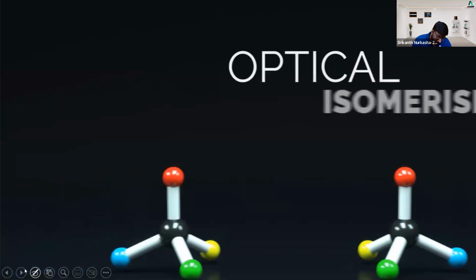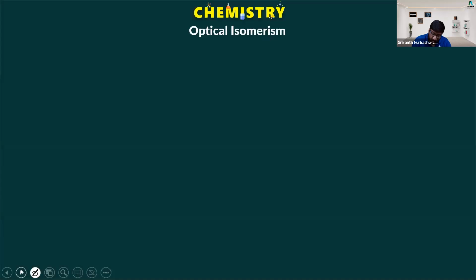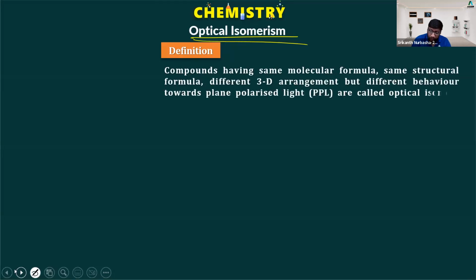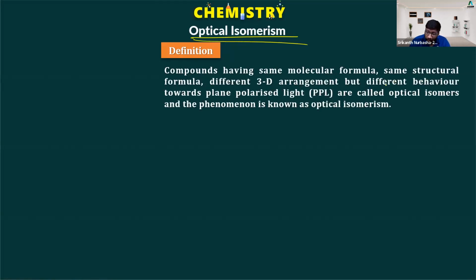The next part in isomerism is optical isomerism. So what is optical isomerism or optical activity? Compounds having the same molecular formula, same structural formula, different 3D arrangement, but different behavior towards plane polarized light. Understand this carefully. If a compound can rotate the plane polarized light in a clockwise direction or an anti-clockwise direction, then that particular compound is said to be optically active in nature. And the isomers of that compound are said to be optical isomers.